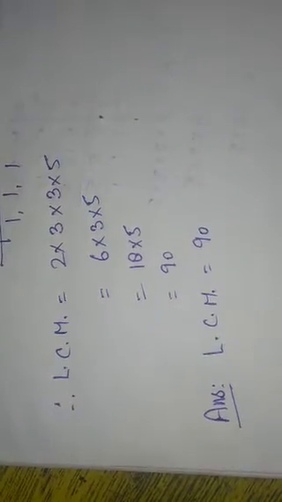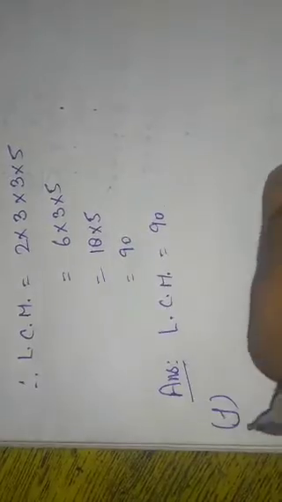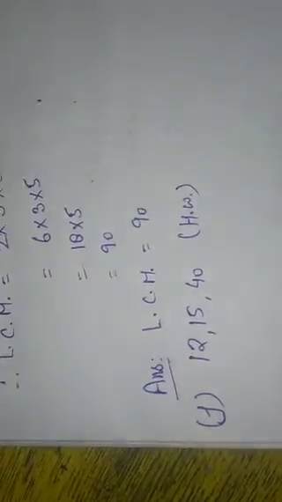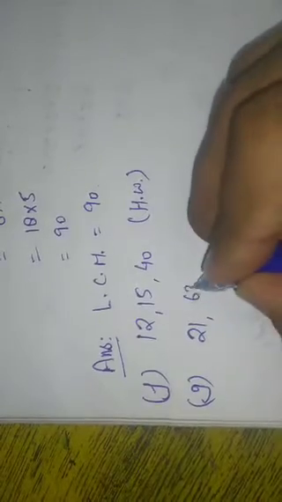Clear students? Any doubt? Next F part I will also provide to you in your homework. 12, 15 and 40 has been given. It will be also in your homework. Now G part. In G part numbers has been given 21, 63 and 84. Okay, so look, I will solve it here. Look at the solution.